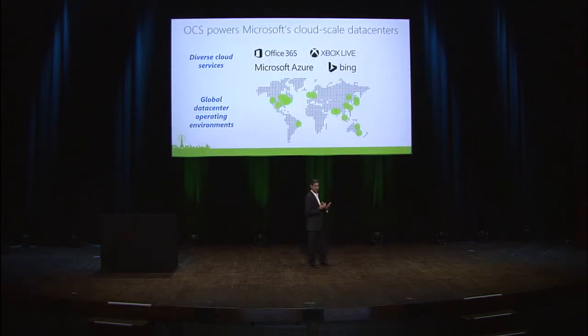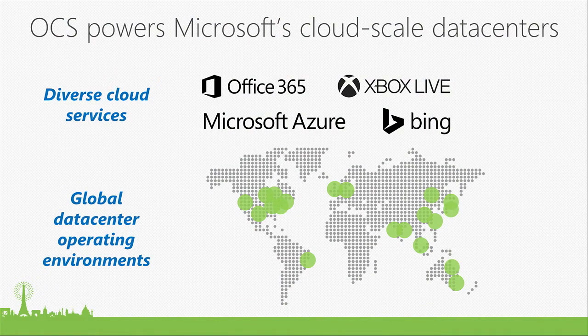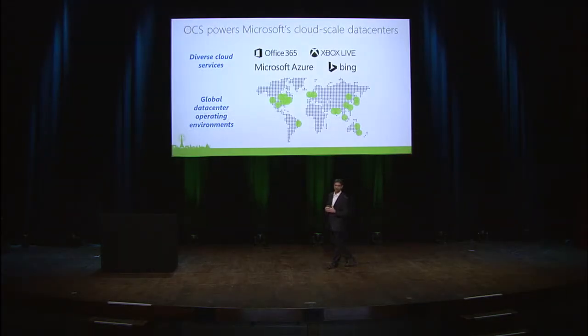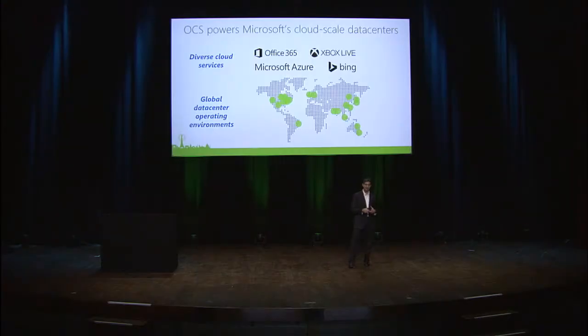OCS powers all of our cloud data centers. Think about the big cloud services that Microsoft operates: Office 365, which is for online productivity, Xbox Live, which is for cloud gaming, Microsoft Azure, which is public cloud hosting, and of course Bing, which is web searching. All of these large-scale cloud applications are running on OCS. So OCS is not just a specification. It is a full set of hardware that is actually in production and is powering the cloud services today. That's where we get a lot of our learnings from how to operate data centers at scale.